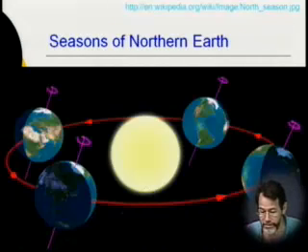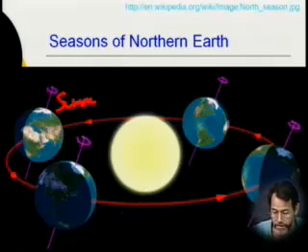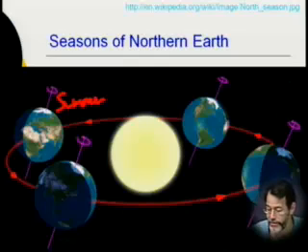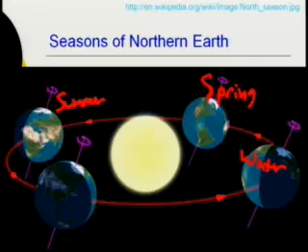Here we see seasons in the northern hemisphere. So here the sun would be high in the sky. This would be summer. Here in the northern hemisphere, the sun would be low in the sky. This would be winter. And this would be between winter and summer, so this would be spring. And guess what this would be? Fall or autumn.